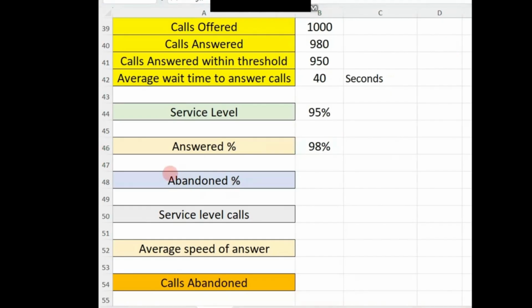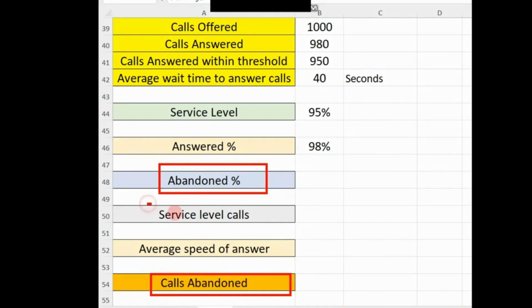Now we have to find out what the abandoned percentage is. All the calls which have not been answered and have been abandoned will be considered in the abandoned. I'll calculate it once we have the calls abandoned data, which we will find out at the end of this video.